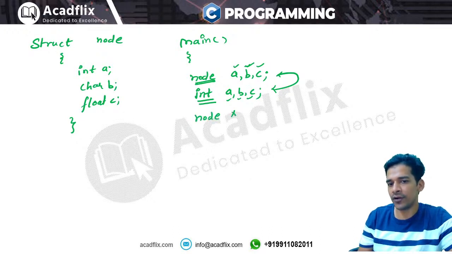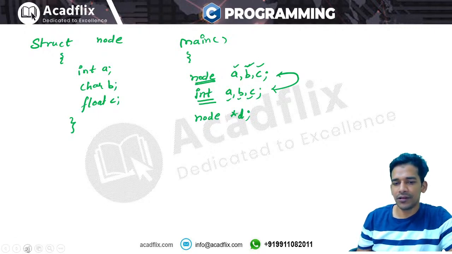Okay, when we declare any node type pointer, this means that this d will be keeping the address of the structure type. इस d के अंदर आप किसी भी structure का एड्रेस डाल सकते हो.